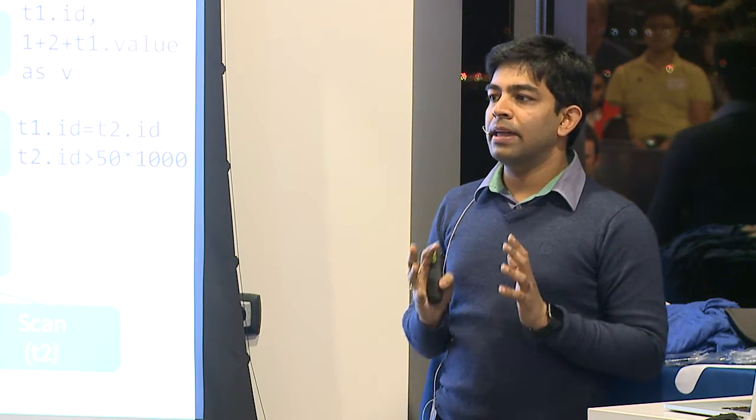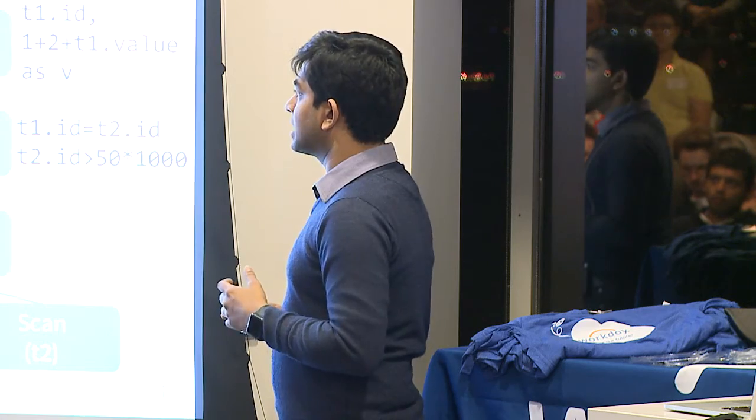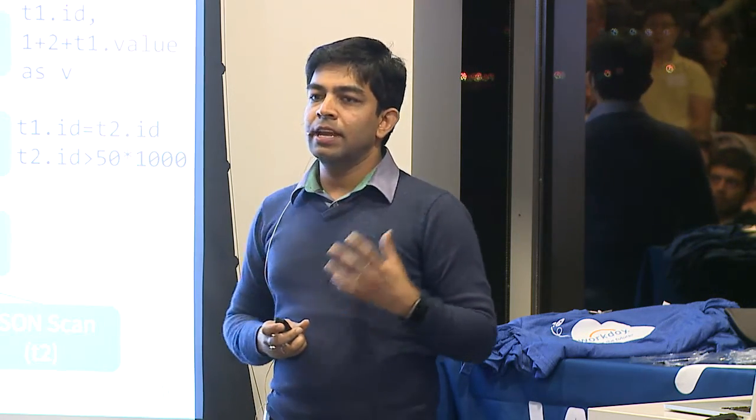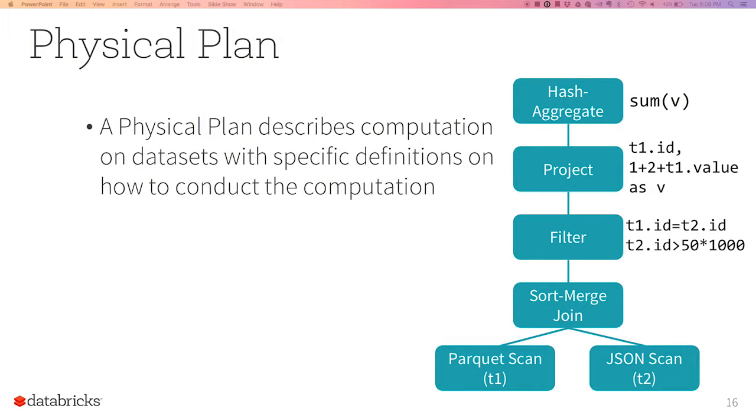Once we have a logical plan that's set, and we have optimized that plan to our satisfaction, then we convert this into a physical plan. Now, the physical plan, as opposed to the logical plan, describes the computation on data sets with specific definitions of how to conduct that computation. In this specific case, if I have two tables, T1 and T2, one of these tables might be a Parquet table, the other table might be a JSON table. Depending on the size of the table, maybe you figure out the join implementation has to be a sort merge join.